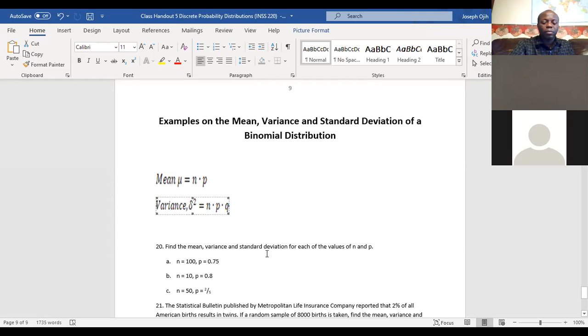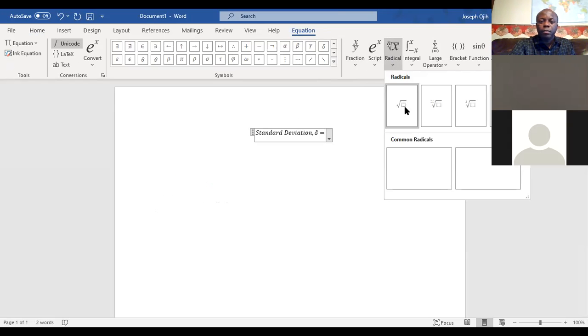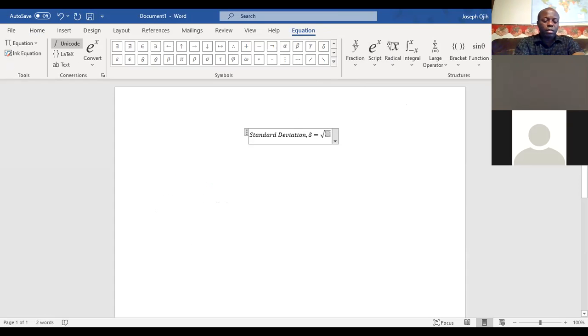Then standard deviation is just the square root of variance. Standard deviation, which is the sigma symbol that we use for standard deviation. Oh, my mistake. Sigma equals the square root of variance.